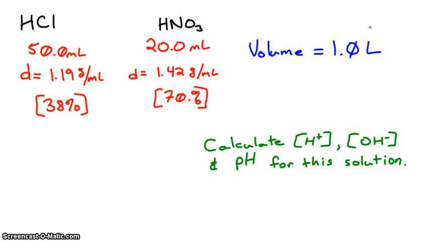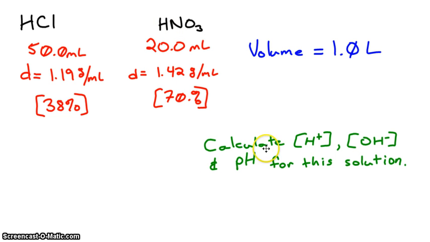Information about each chemical is given. We're told that the density of HCl is 1.19 grams per milliliter, and the density of HNO3 is 1.42 grams per milliliter. We're told also that the 50 milliliters of HCl is only 38% concentrated, meaning 38% of this volume is actually HCl, the rest is water. And the 20 milliliters of HNO3 is 70%.